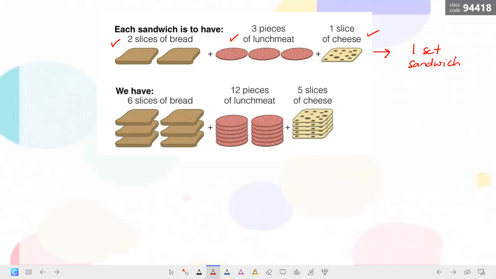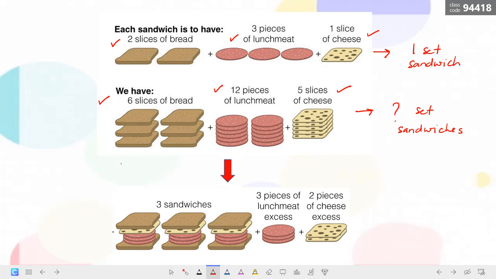But let's say we have 6 slices of bread, 12 pieces of lunch meat, 5 slices of cheese. Provided to us 6 slices of bread, 12 pieces of lunch meat, and 5 slices of cheese. So, how many sets of sandwiches can be prepared? Can you guess the answer? Yes, correct. We will get 3 sandwiches. And what happened here, you can see, there are 3 pieces of lunch meat in excess and 2 pieces of cheese also in excess.